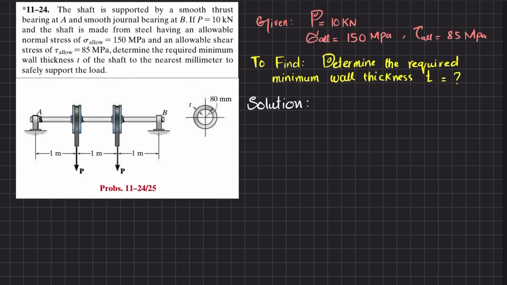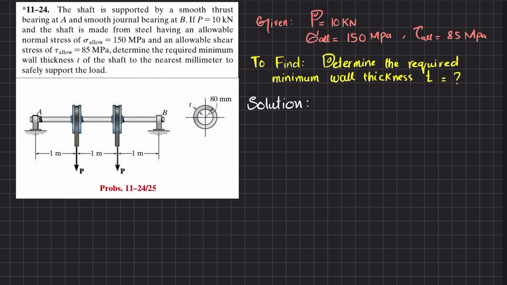Welcome back. Problem 11-24. The statement of the problem is: the shaft is supported by a smooth thrust bearing at A and a smooth journal bearing at B. If P is equal to 10 kilonewton and the shaft is made from steel having an allowable normal stress of 150 megapascal and an allowable shearing stress of 85 megapascal, determine the required minimum wall thickness of the shaft to the nearest millimeter to safely support the load.